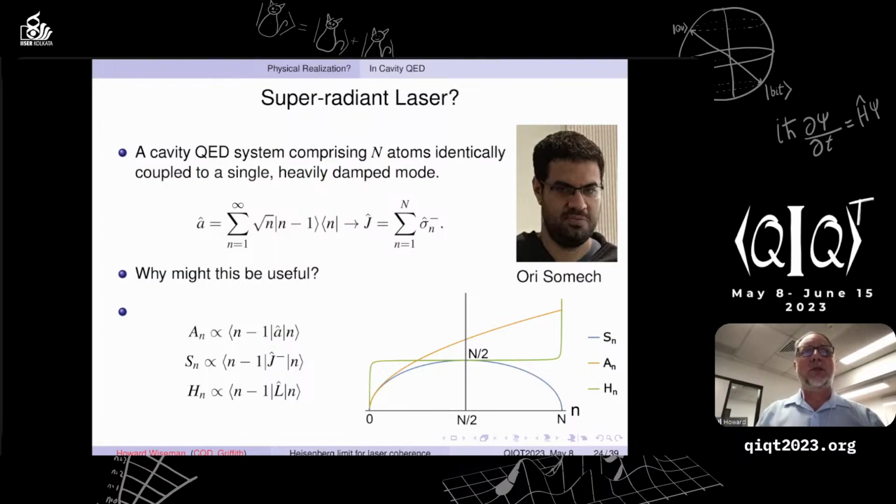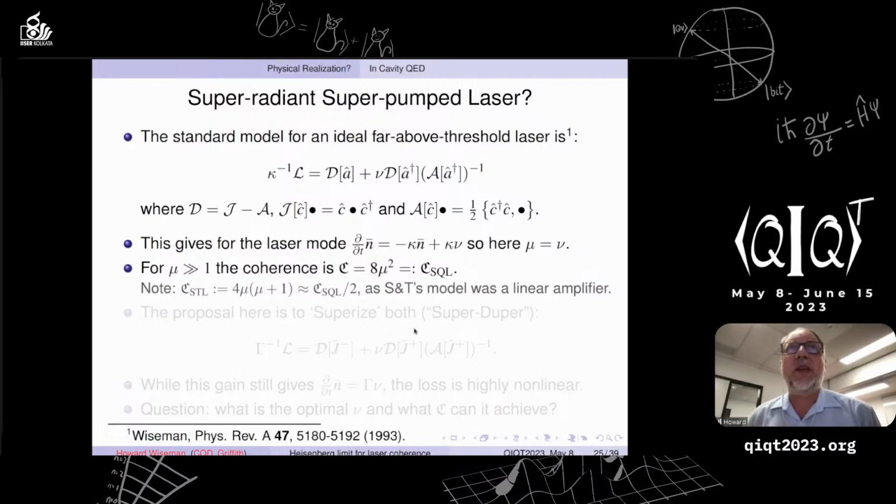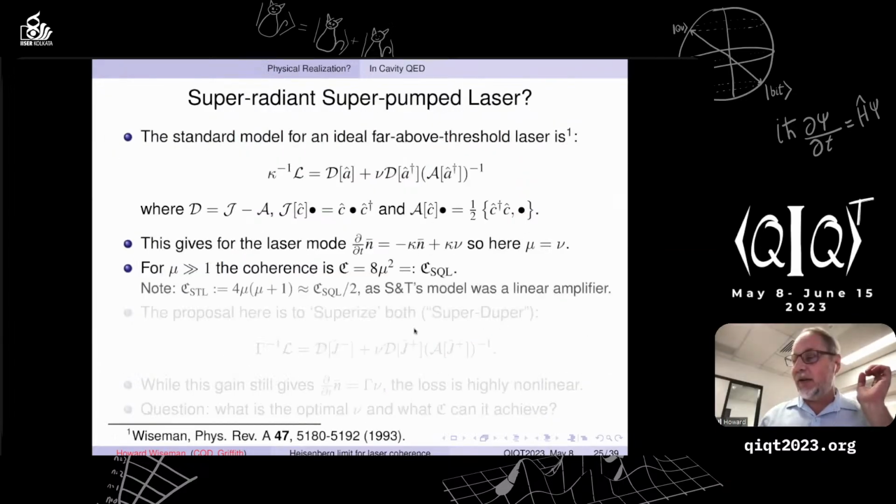So the idea then is, have I skipped something? No. Okay. I'm going to begin by just telling people, not reminding really, because I haven't had a chance to talk about this, that the standard model, the model that actually achieves the standard quantum limit for the laser, looks like this. It has a damping operator, linear damping, that is what gives rise to the beam. And it has this weird looking gain operator here, which does the standard gain for an ideal laser far above threshold.